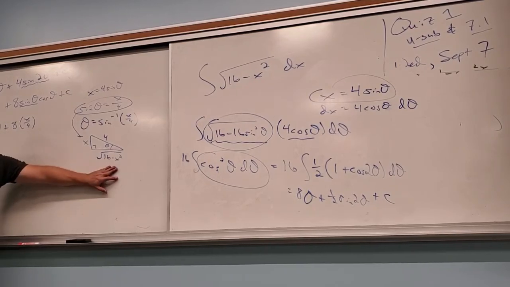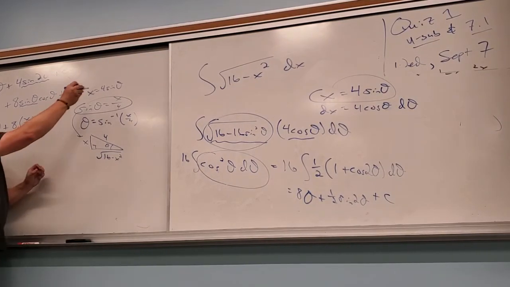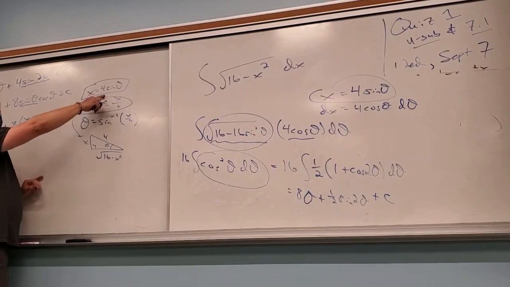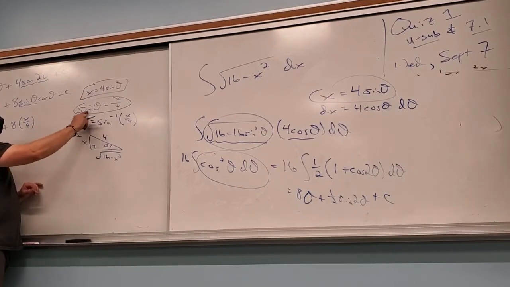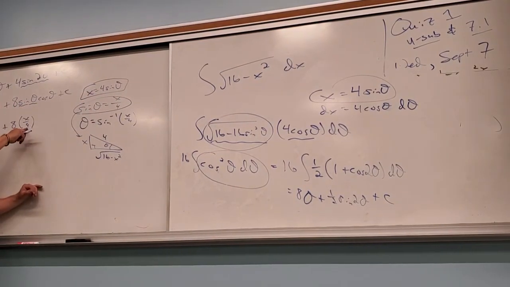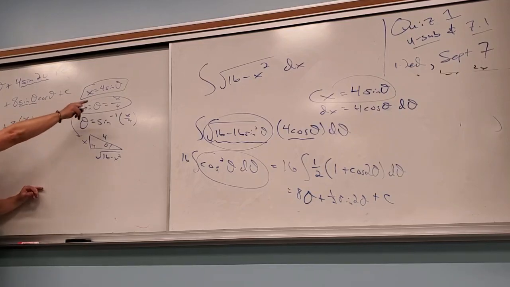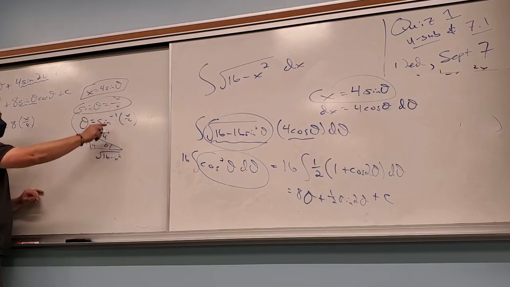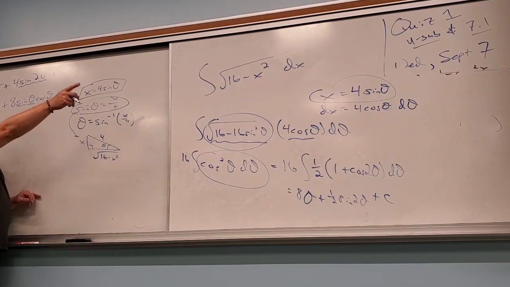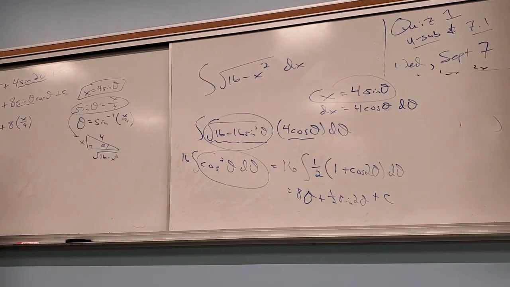Is everybody cool with this? We made this substitution, which means this is true. So anywhere I see sine theta, I can put an x over 4. Anywhere I see cosine theta, I can use this information. This is one way to do it. You could also use sine squared plus cosine squared equals 1 and solve for cosine. I just like the triangle way myself. Cosine would just be that over 4.